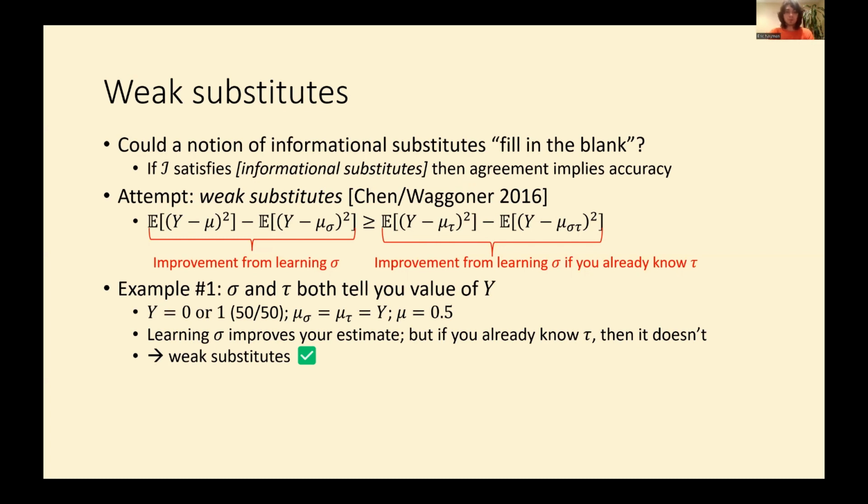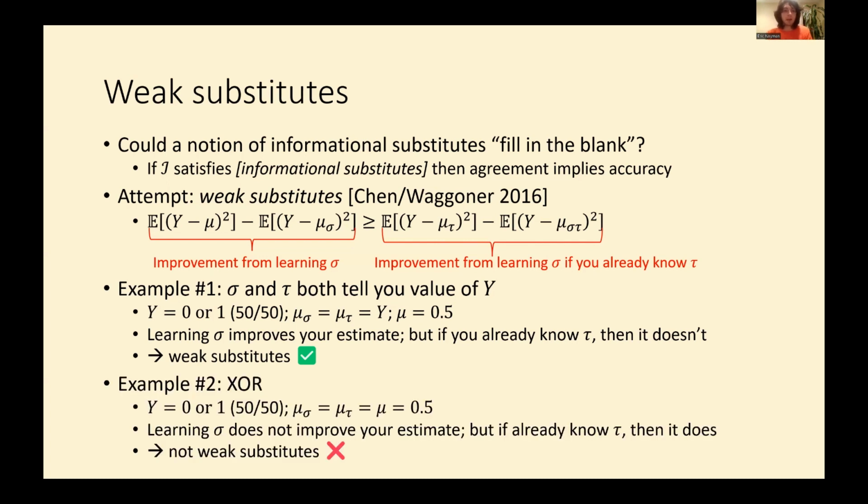So for example, suppose that sigma and tau each both tell you the value of y. Then learning sigma improves your estimate of y if you don't know anything. But if you already know tau, then it doesn't. So this is an example of weak substitutes.